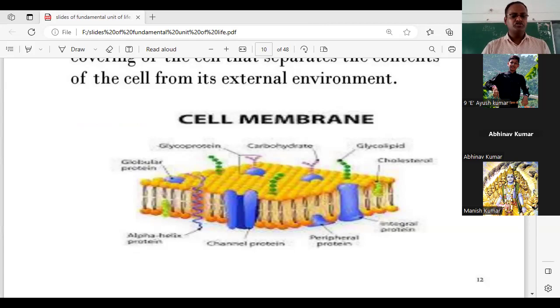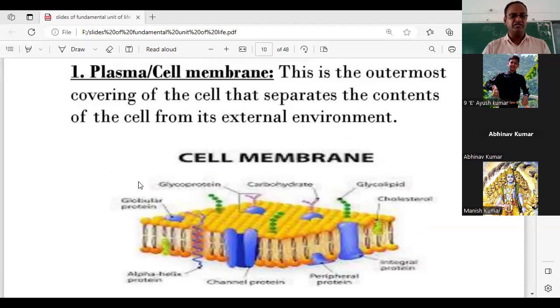And the most important thing is that in between the lipid molecules, what is inserted? In between the lipid molecules, the proteins are inserted. So the plasma membrane is a lipid bilayered structure. This model is called the fluid mosaic model, and it was proposed by the scientists Singer and Nicolson.